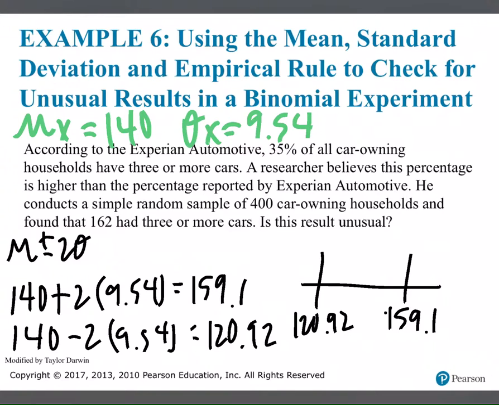So I basically have these fences. And I want to know if 162 is unusual. And so if it lies within these fences, it's not. And if it lies without it, it is, because it's part of that outside 5%. So 162 is a little past 159. So is this result unusual? Yes. Let's say I did an example where I asked you if 121 was unusual. Well, I know 121 is barely in there, but it's still in there, so 121 would not be unusual.